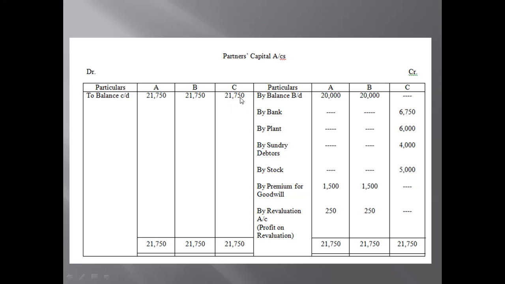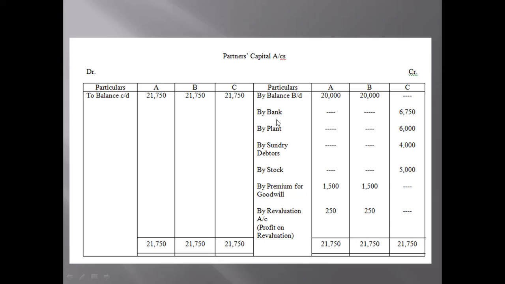Write down here. After writing this amount 21,750, write the same amount here also, 21,750. And this amount should be the same here also, 21,750, isn't it? So now write the amount 21,750. From 21,750, we have to subtract this 6,000, 4,000, and 5,000. So whatever is the leftover, whatever is the balance, this is the amount of capital of C that is brought in through bank.